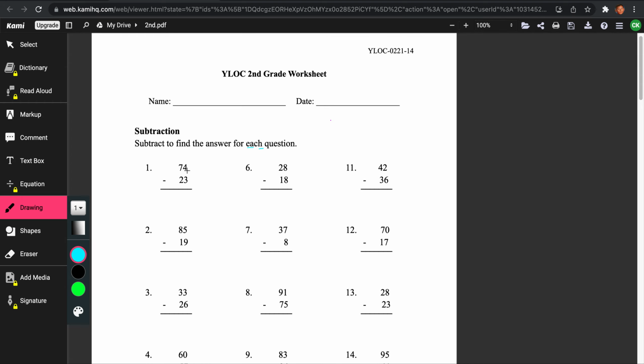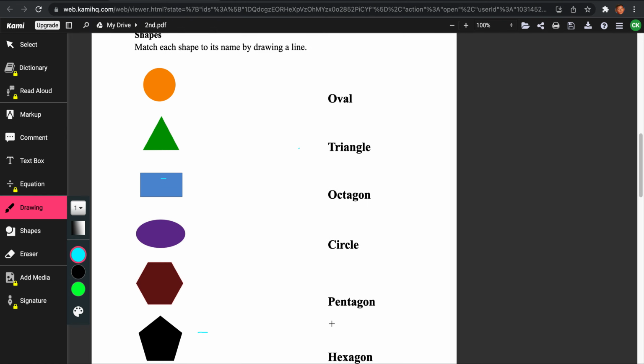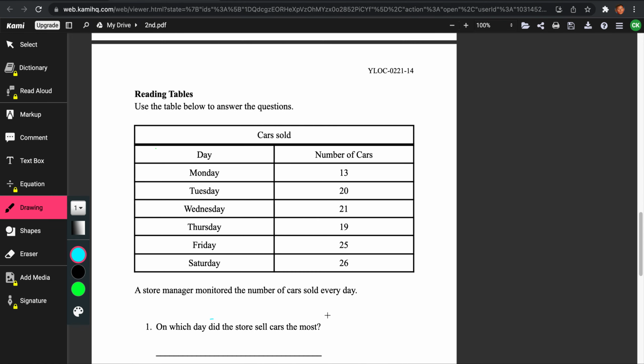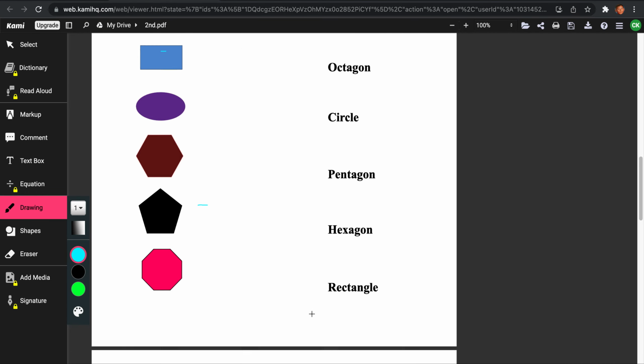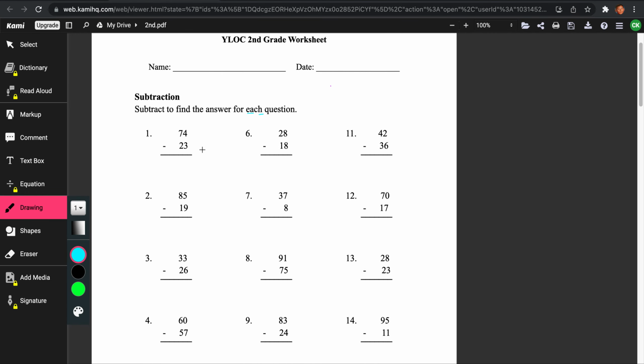So what we'll be doing today is subtraction, shapes, reading tables, and word problems. Okay, so we'll be first doing subtraction. So let's take a look at number 1. 74 minus 23. So we would look at the ones place, so we would do 4 minus 3, that's 1. And 7 minus 2, that's 5. So our answer would be 51.